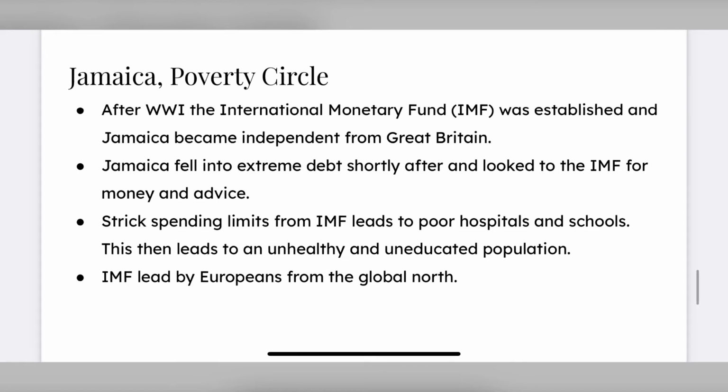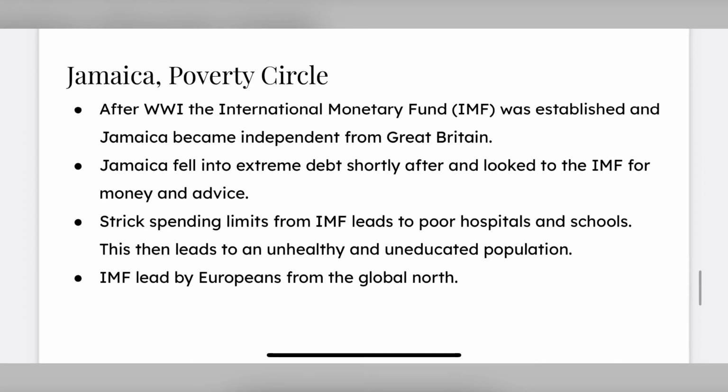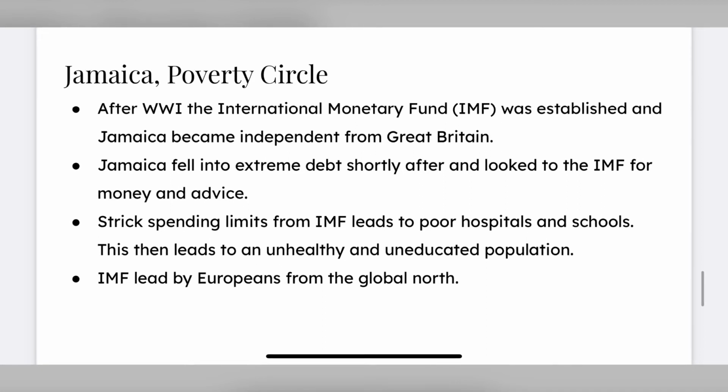This poverty all stems from Great Britain, which is a part of the global north, granting them independence but leaving them with no plan. The IMF is also led by Europeans from the global north. They don't understand what it's like to be a part of a southern country. And although the IMF probably has Jamaica's best interests in mind, their plan of action is only going to get them out of poverty for the moment. Once they've finished the deal and the loans that they set up, they will have an uneducated and unhealthy population, and they won't be able to get out of the circle of poverty.